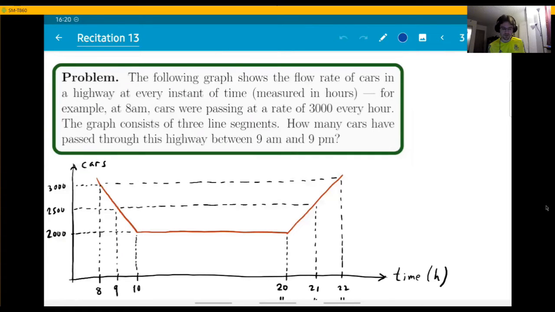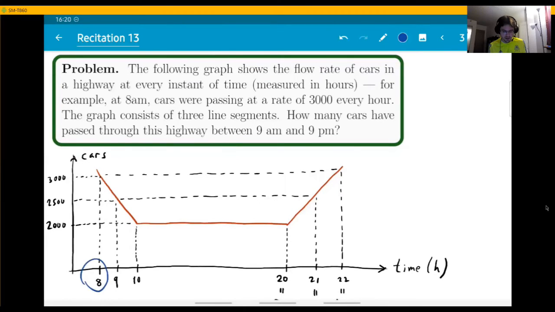But let's see a few examples of that. So here's a graph. The following graph shows the flow rate of cars on a highway at every instant of time, measured in hours. So for example, at 8 a.m., look here, cars were passing at a rate of 3,000 every hour. You can see from this highway that around rush hour there are just more cars passing through it. And then during the middle of the day, it's just a constant flow of 2,000 every hour.